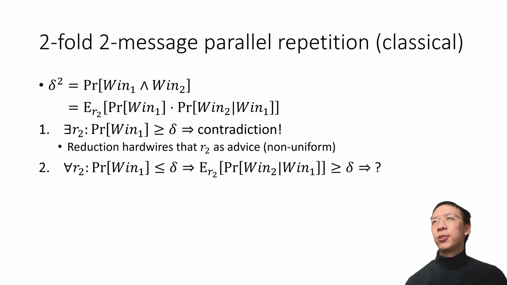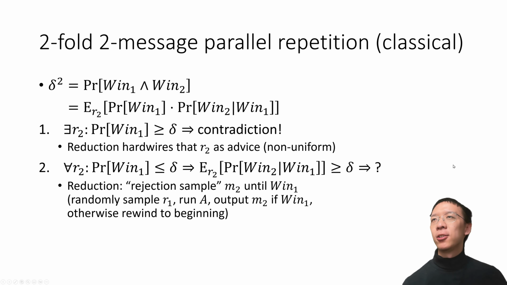As for case number 2, that's just not being in case number 1. So for any randomness for the second fold, the probability that the adversary wins the first fold is bounded by delta. What this is going to give us is that if we plug this into the equality above, we'll see that averaging over the second fold challenge, the probability of the adversary winning the second fold, conditioning on winning the first fold, is also pretty large. And our goal is to come up with a reduction.